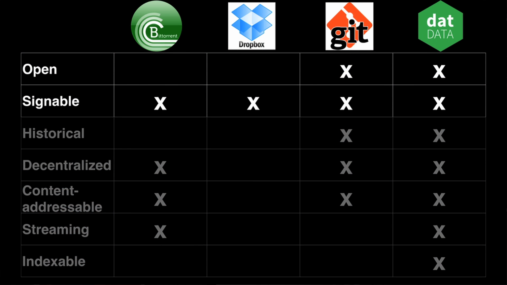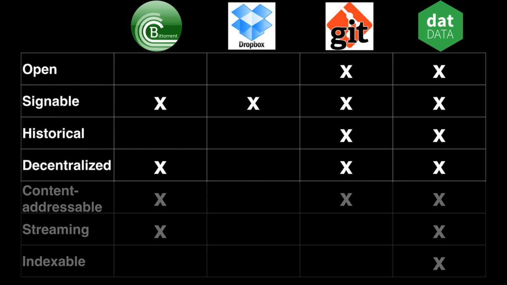So signable. This means that you can authorize. All of these allow you to authorize and sign a certain feed of data, which is really helpful if you want to make sure that some random person doesn't edit your data. Historical, Git and DAT are both historical. Decentralized, Dropbox is clearly not decentralized, but the other three are. Content addressable, I'll get into that a little bit later, but basically, does anyone know what content addressable is?